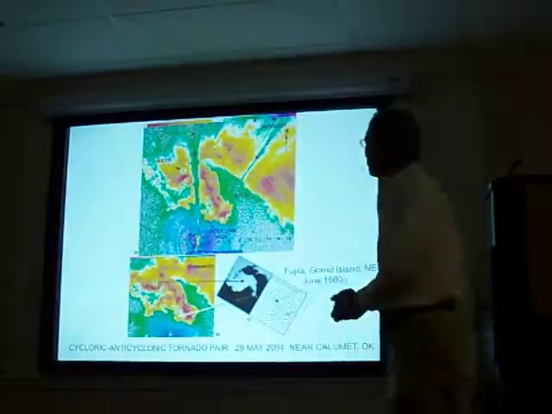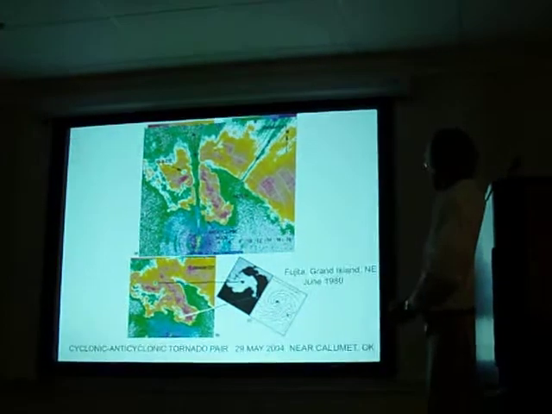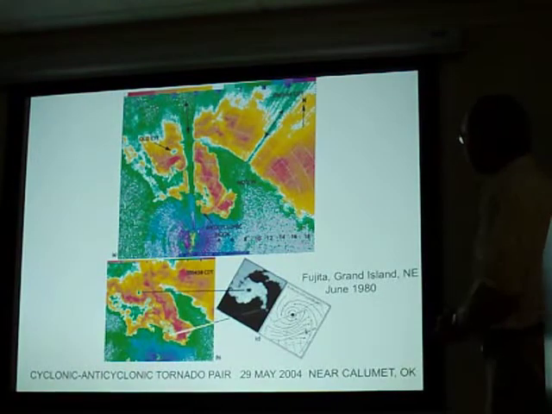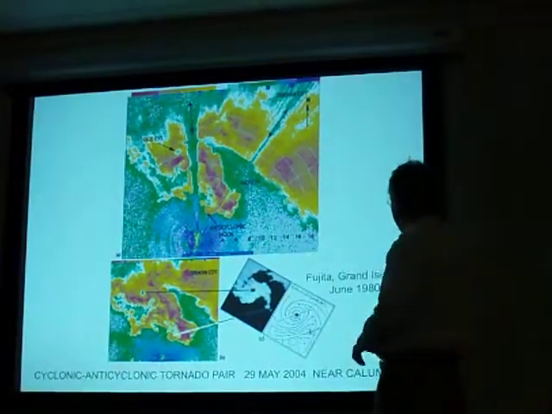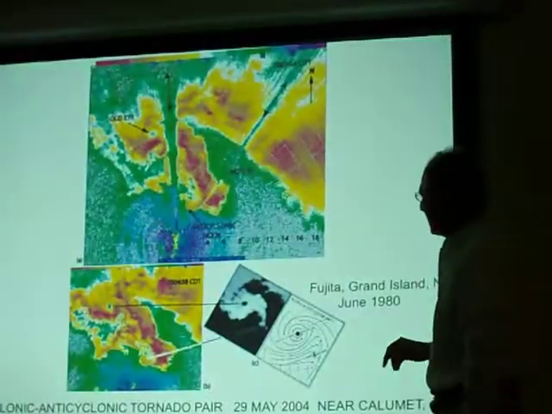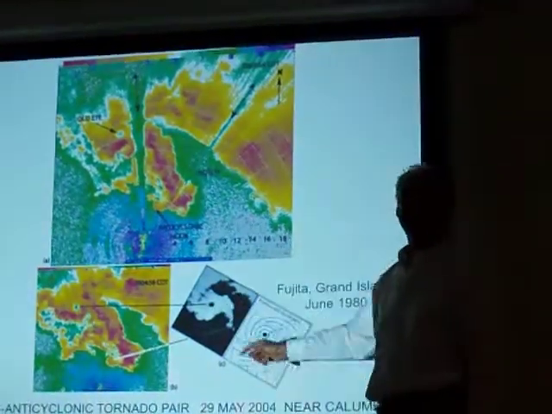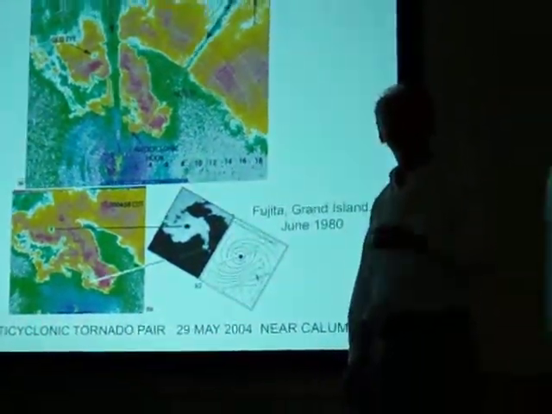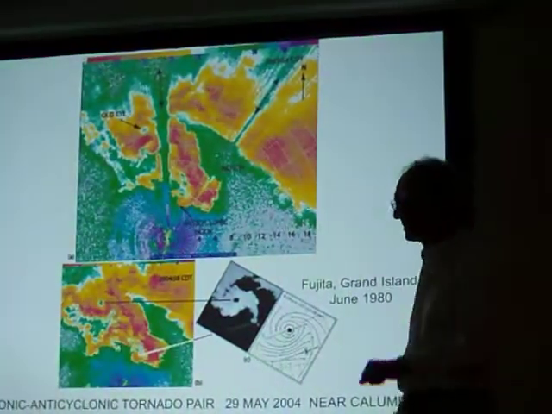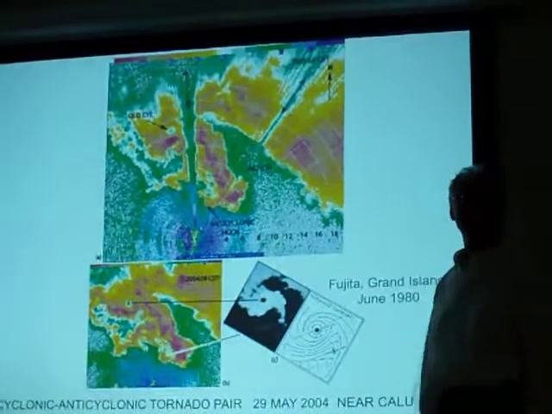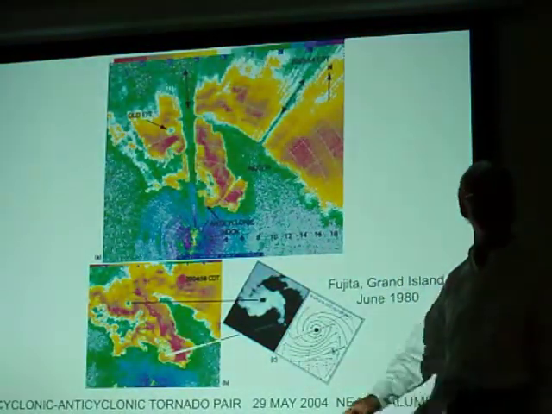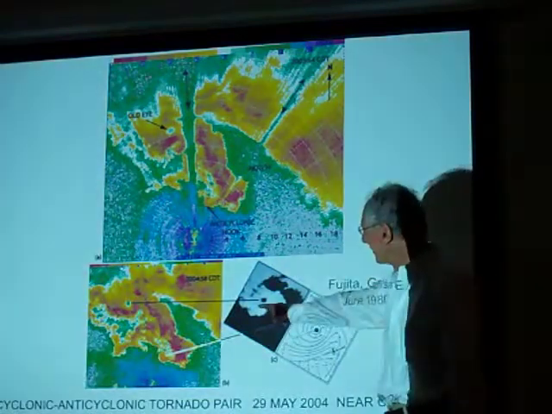Okay, more exotica. In June of 1980, Fujita did an analysis of a supercell in Grand Island, Nebraska. And this is an old WSR-57 image. And even the WSR-57 radar, when the tornado got close enough, they could see the hole in the middle. So the stuff I showed you, not new. This has all been seen before.